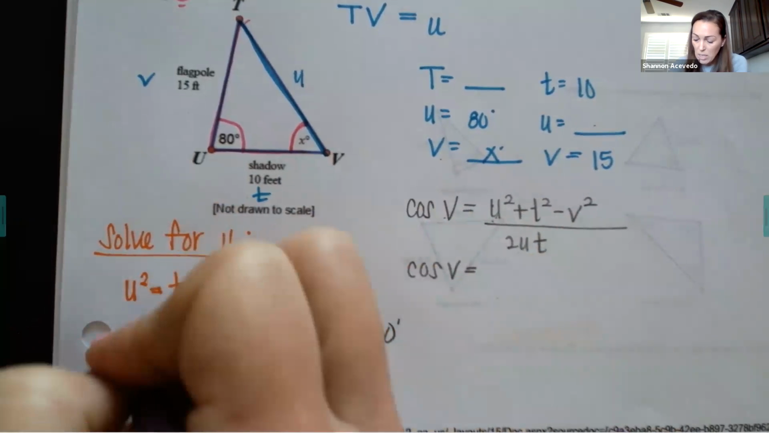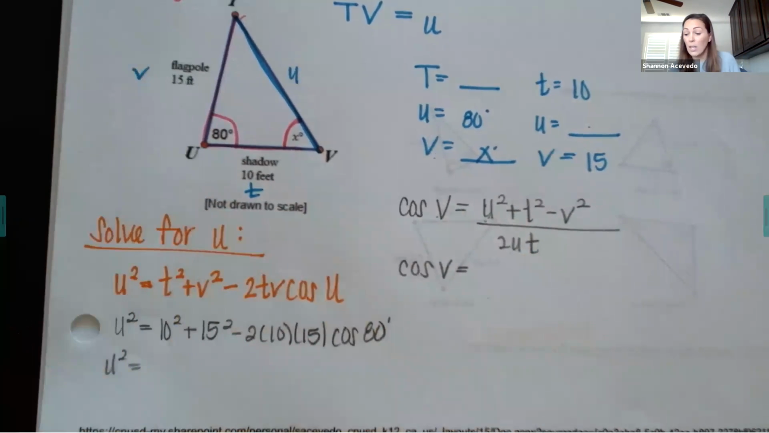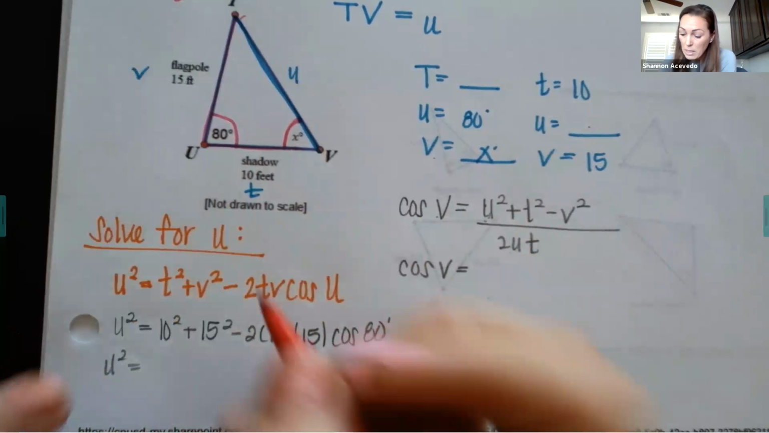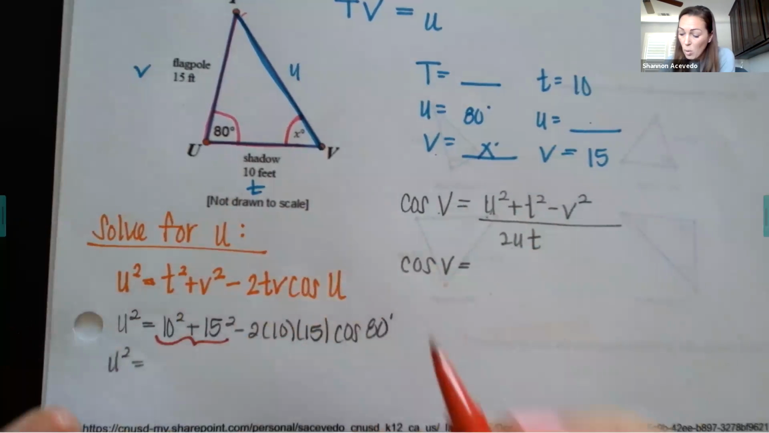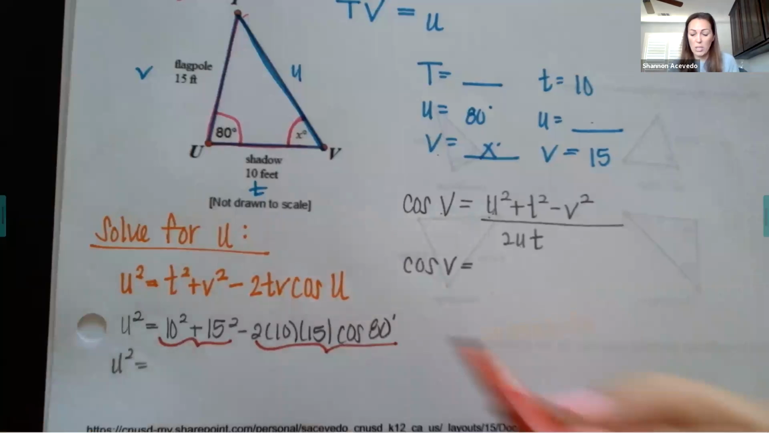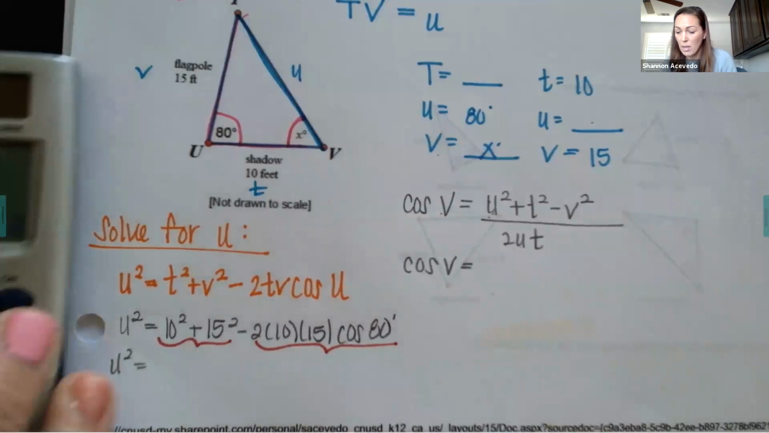So u squared is equal to, remember that you want to put this piece into the calculator and this whole piece into the calculator. They're two separate pieces. So I usually go like this.